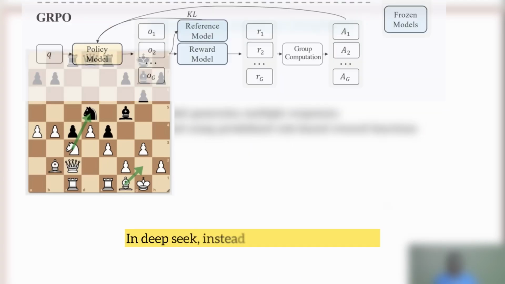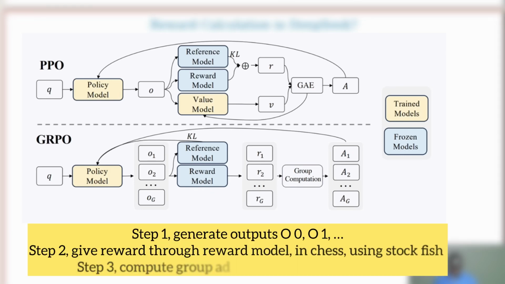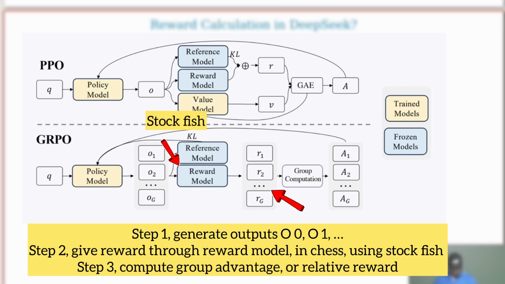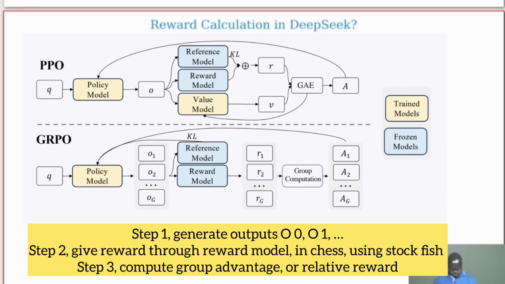In DeepSeek, instead of PPO, GRPO is used. Step 1, generate outputs O0, O1. As step 2, give reward through a reward model, in chess, using Stockfish. Step 3, compute group advantage or relative reward.